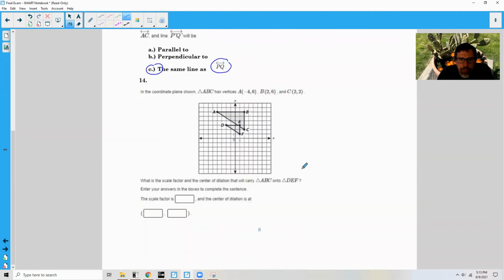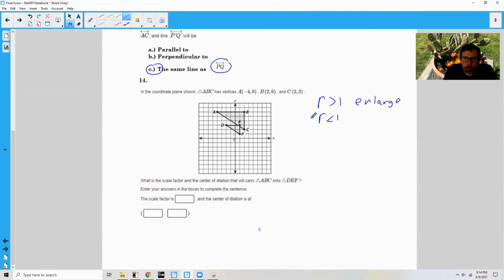In the coordinate plane shown, a triangle ABC and triangle DEF has vertices -4, 6, 2, 6, and 2, 2. That's the big triangle. What is the scale factor and the center that carries ABC to DEF? Okay, so for starters, scale factors, R is greater than 1 is an enlargement.